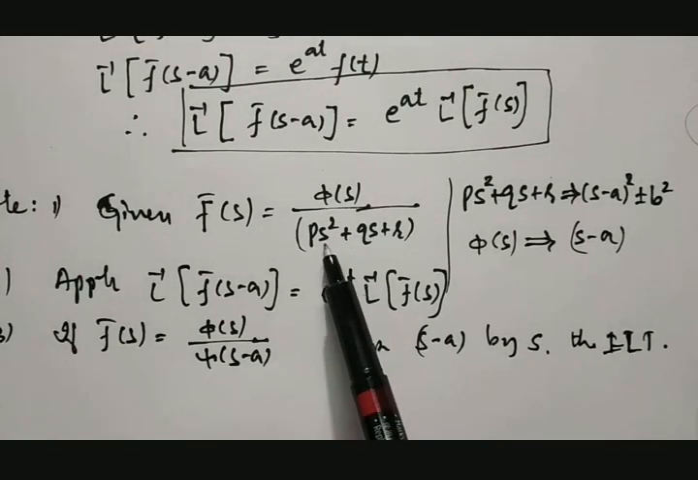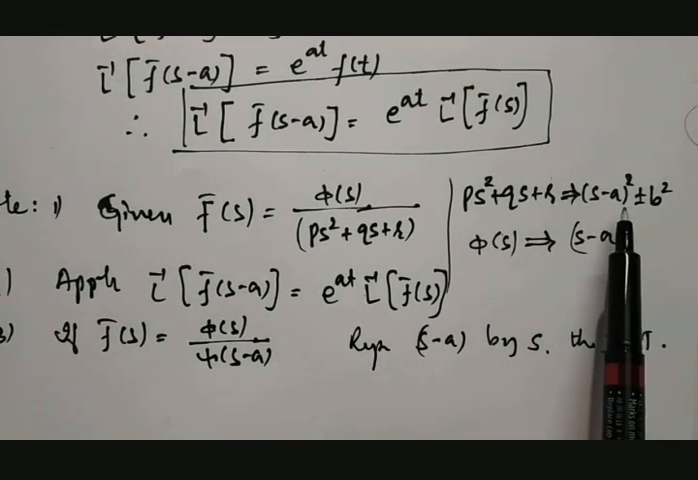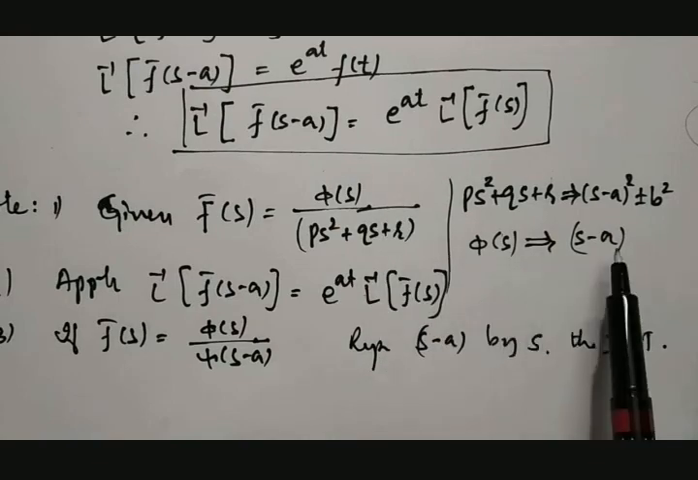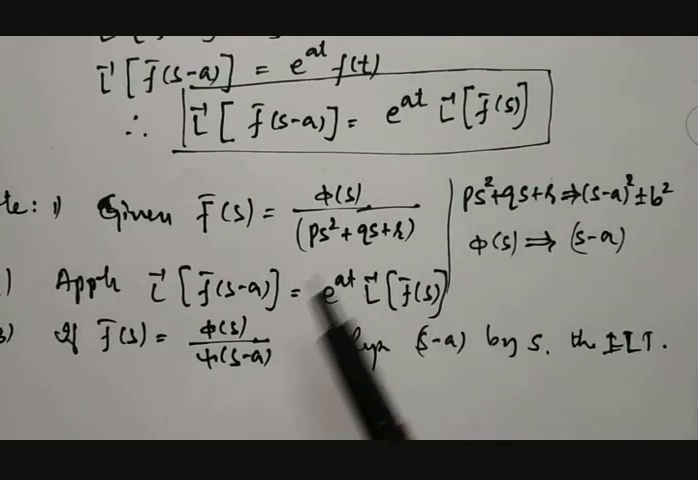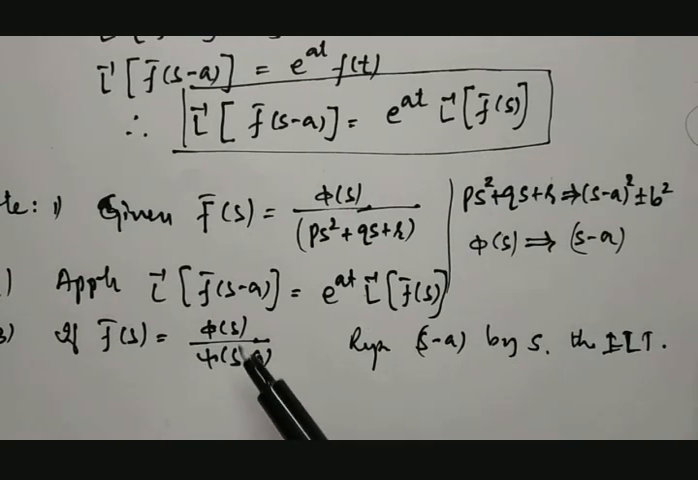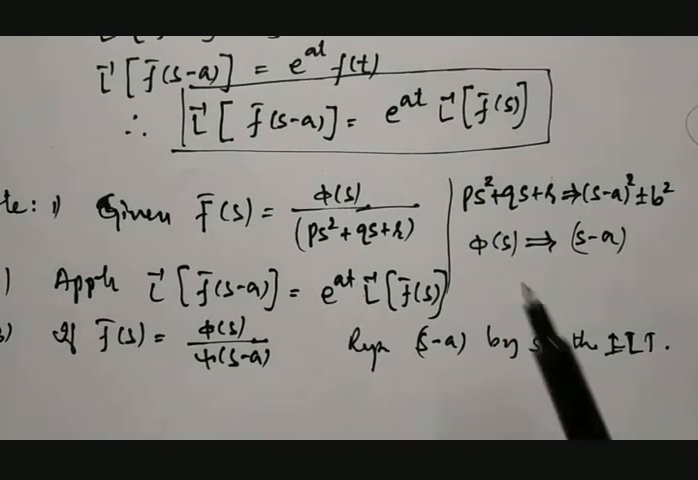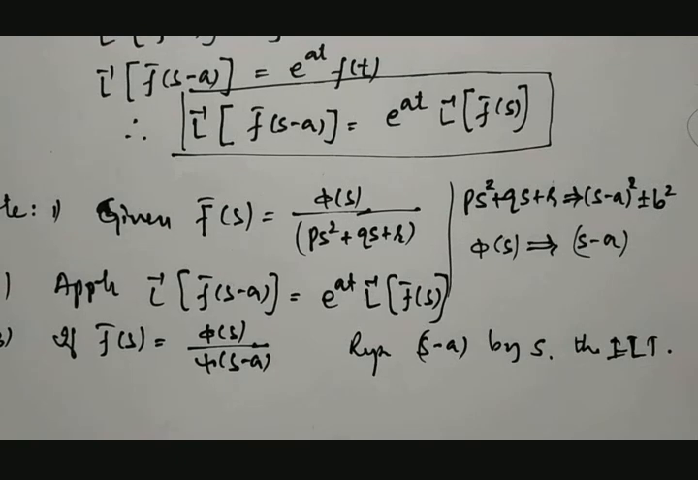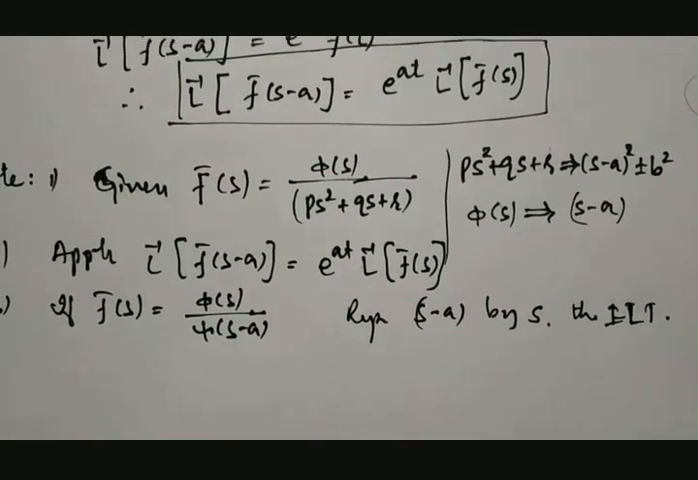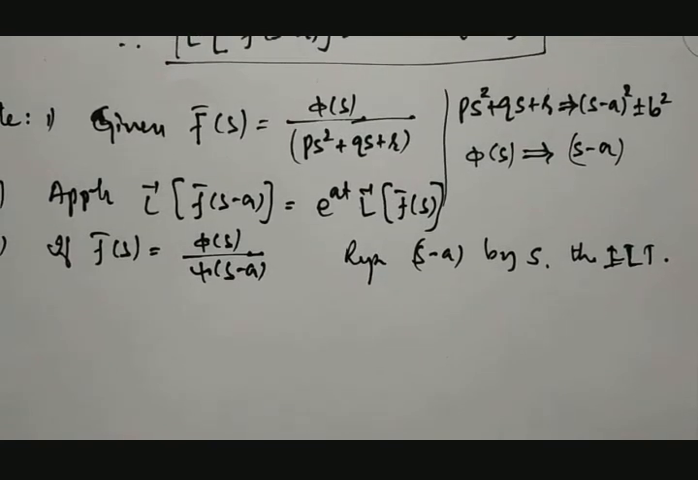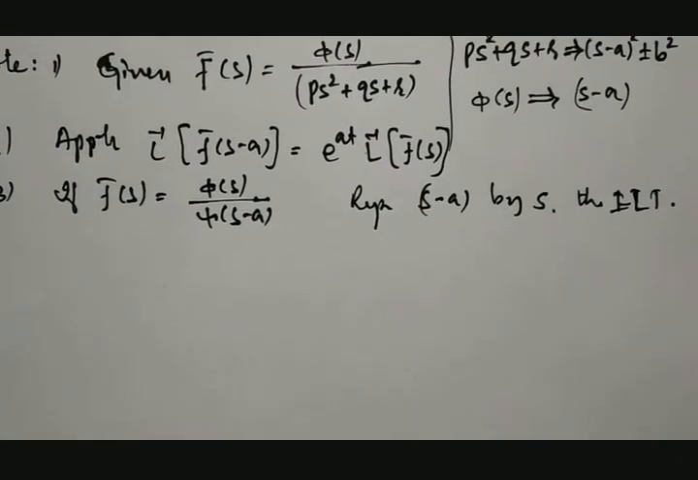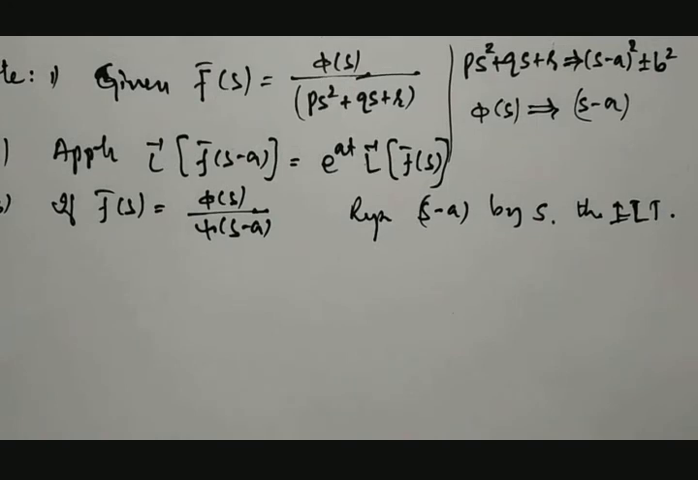First, the denominator will be dealt with in this pattern, the numerator will be converted to this pattern, then we are going to apply this result on both sides. After that, where the denominator has s minus a, it will be replaced by s. So let us take one example to understand this concept.